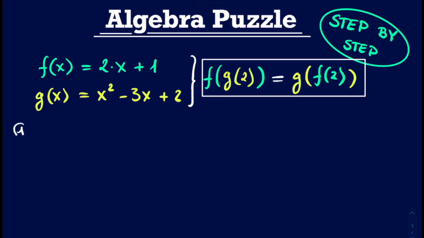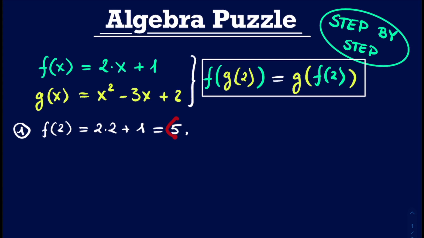Let's first look at the right hand side of this equation, namely this one. Here we first want to calculate f of 2 and then put the result inside of the function g. So what we do is we first find the function f of 2, where x is equal to 2. This is just simply filling in x is equal to 2 in our function f. So we get 2 multiplied by 2 plus 1, which is of course equal to 5.